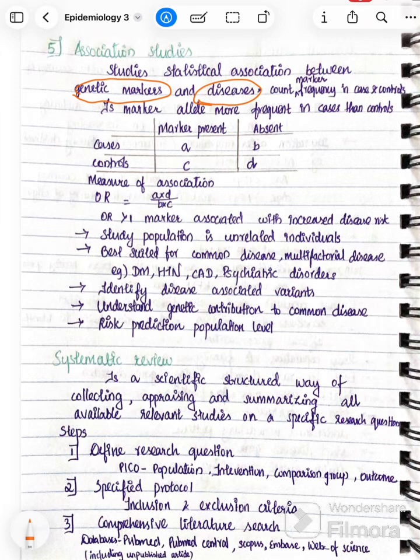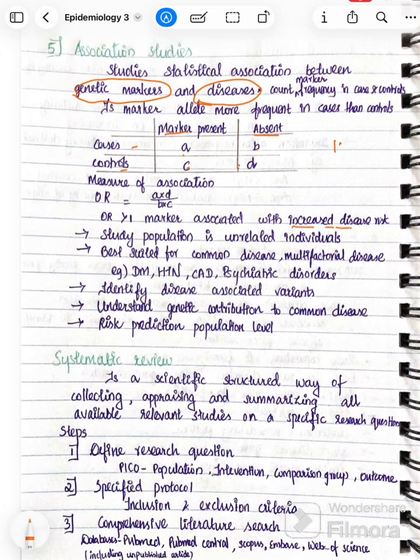Count marker frequency in each of the cases and controls. So a 2 by 2 table: marker present, marker absent; cases and controls. A, B, C, D. Now we'll be measuring the odds ratio. If the odds ratio is more than 1, the marker is associated with increased disease risk.